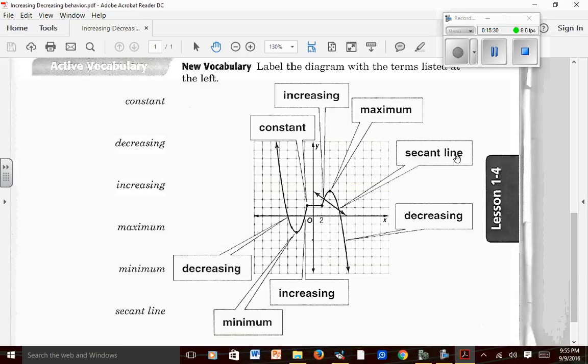There's one bonus that's coming up in the next part of the lesson. That's a secant line, and a secant line cuts through the graph, and that'll be different than a tangent line, which will only touch this graph at one point. We're going to use that secant line to help us calculate slope, and that's coming up in our next episode.